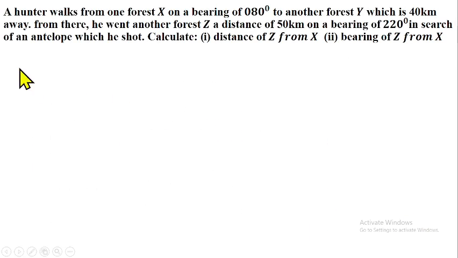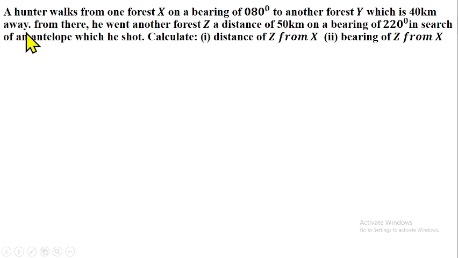Also we have a hunter who walks from forest X on a bearing of 80 degrees to another forest Y, which is 40 kilometers away. From there, he went to another forest Z, a distance of 50 kilometers on a bearing of 220 degrees in search of an antelope, which is shot. Calculate the distance of Z from X and the bearing also.